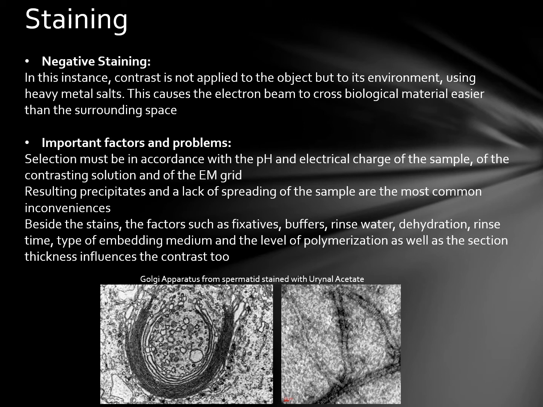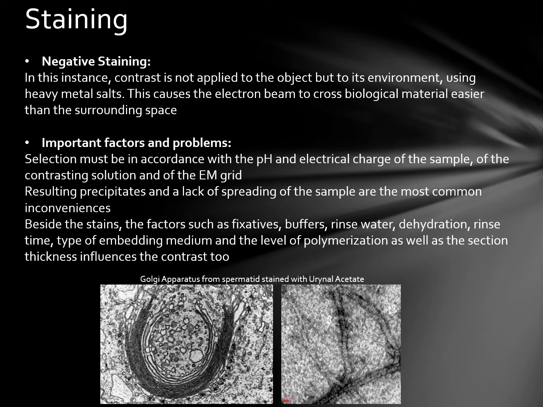Some of the important factors and problems that need to be considered during the staining process are that the selection must be in accordance with the pH and the electrical charge of the sample, as well as the contrasting solution and the EM grid. Resulting precipitates and the lack of spreading of the sample are the most common inconveniences caused during the preparation. Besides the stains, factors such as fixatives, buffers, rinse water, the dehydration steps, the rinsing time, the type of embedding medium, the level of polymerization of the medium, as well as the sectioning thickness influence the contrast as well.